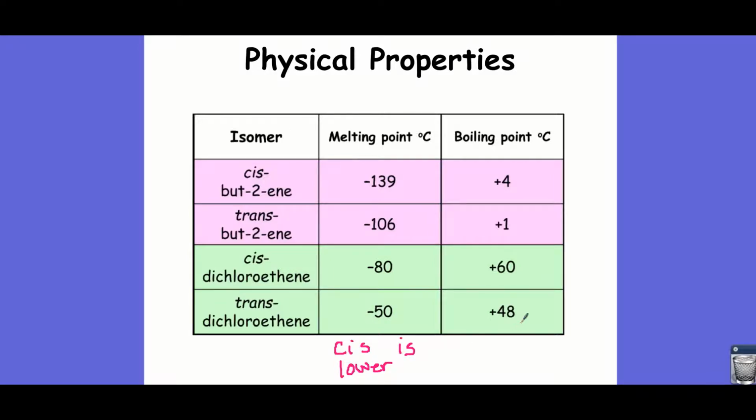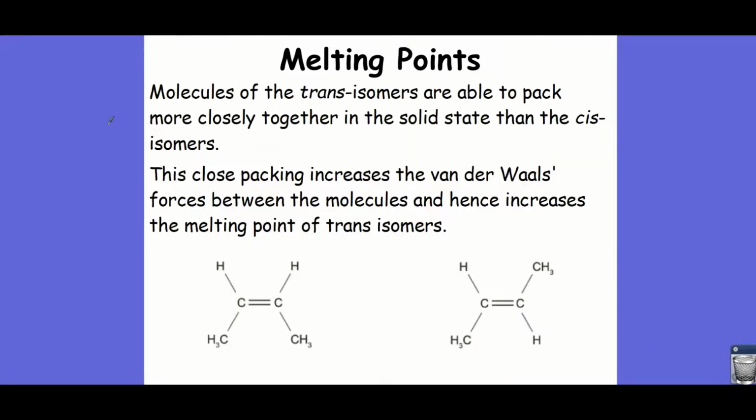But if you look at the boiling points, even of the trans isomers, it is lower. Now that seems a bit odd, and hopefully the next few slides will explain that to you. So let's first think about melting points.